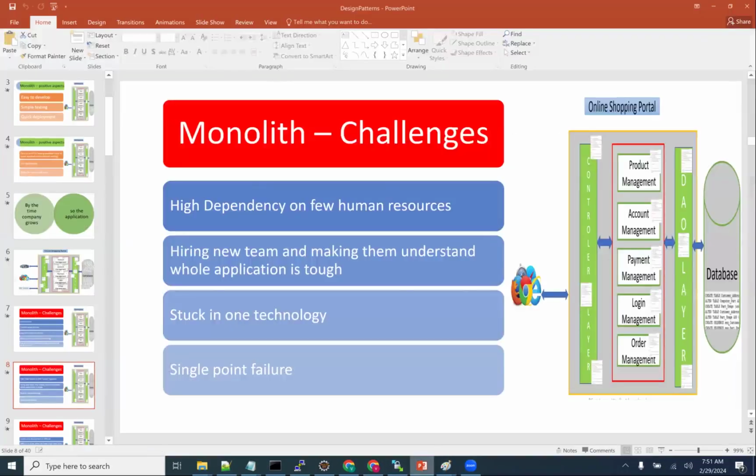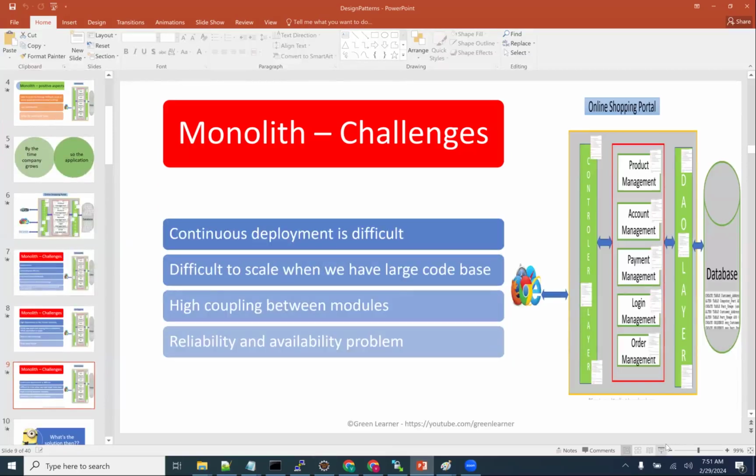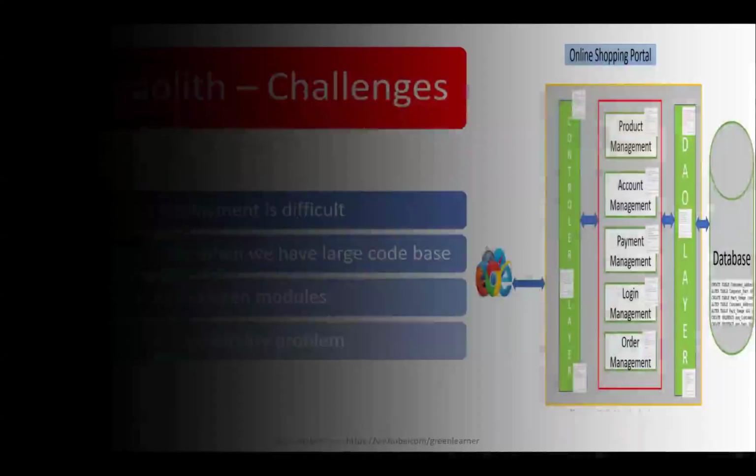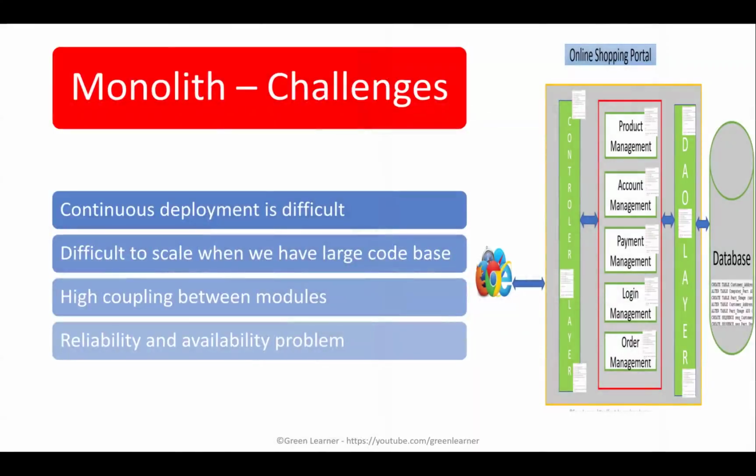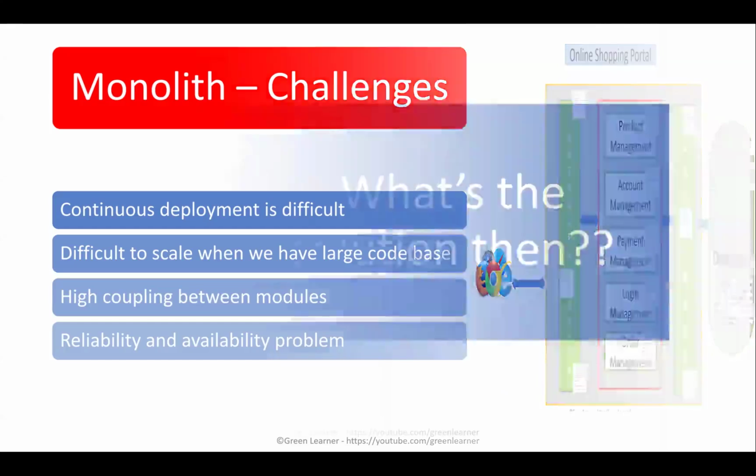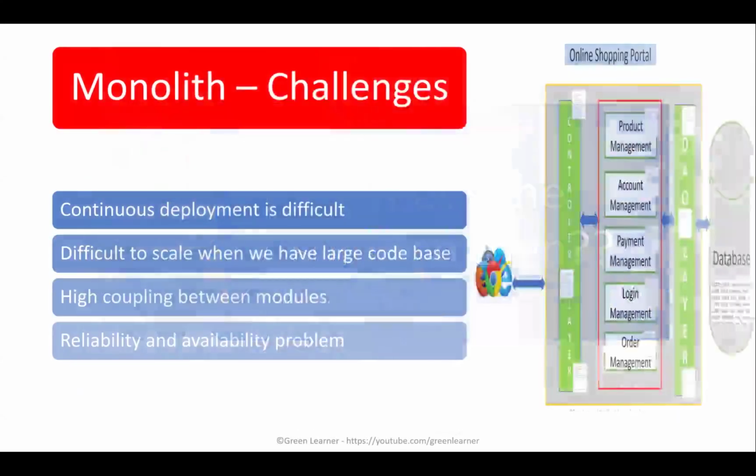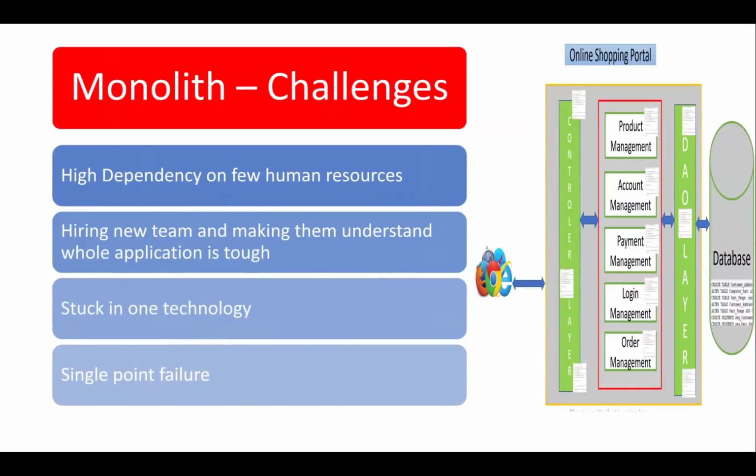And single point of failure, we already saw that. Okay, next one is continuous deployment, which is also a little bit difficult. It is difficult to scale when we have a large code base, highly coupled modules, and reliability and availability. Reliability and availability is also a problem here, right, guys? So by default, what I'm going to focus on is typically single point of failure and being stuck on one technology. All these are the critical concerns of a monolithic application. Okay. Any questions or concerns here, guys, as of now?